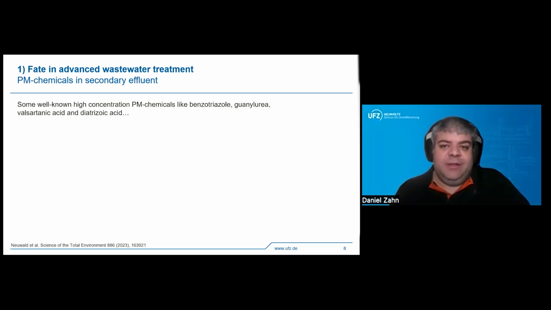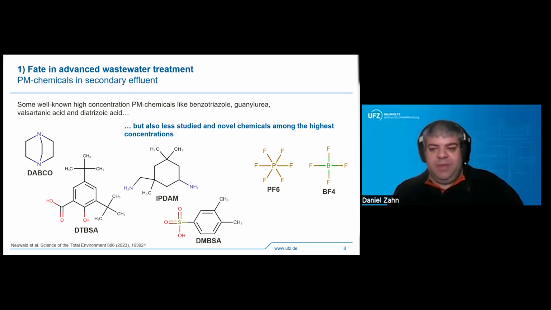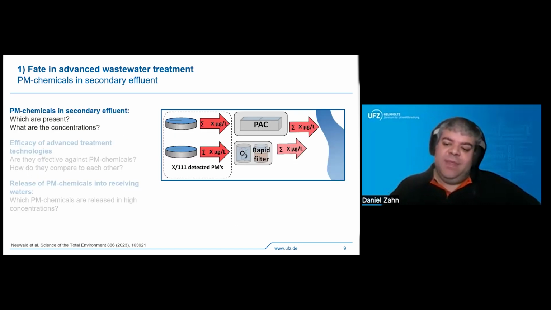Among the highest concentration chemicals, those with concentrations higher than 1 microgram per liter, were of course some of the well-known chemicals like benzotriazole, guanylurea, valsartanic acid, thiotriazoic acid, but also some less studied or sometimes even novel chemicals, like these shown here. Very interesting about them are the two inorganic ones, the PF6 and BF4. We found them only a couple of years ago, in 2021, for the first time in the environment. So what happens to these chemicals?